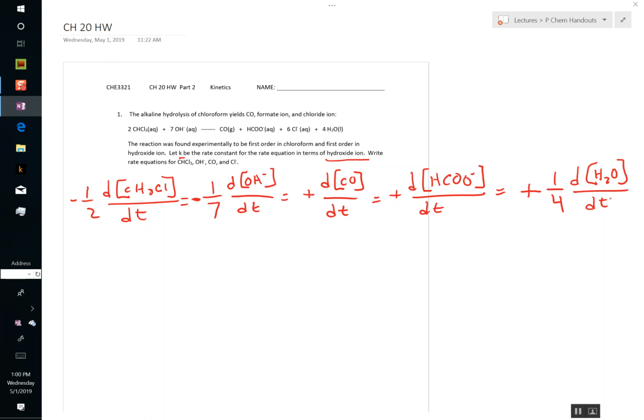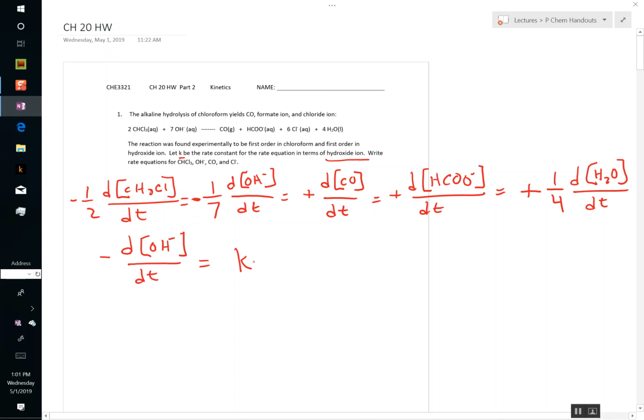So what could we say here? We want to set up an equation that expresses the rate of this reaction with respect to the disappearance of hydroxide. So we're saying that the disappearance of the hydroxide ion with respect to time is equal to K. Okay, now let's finish this off.